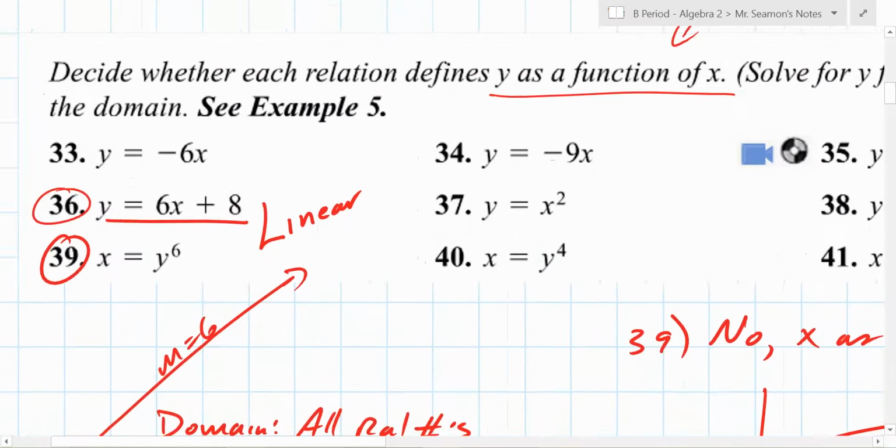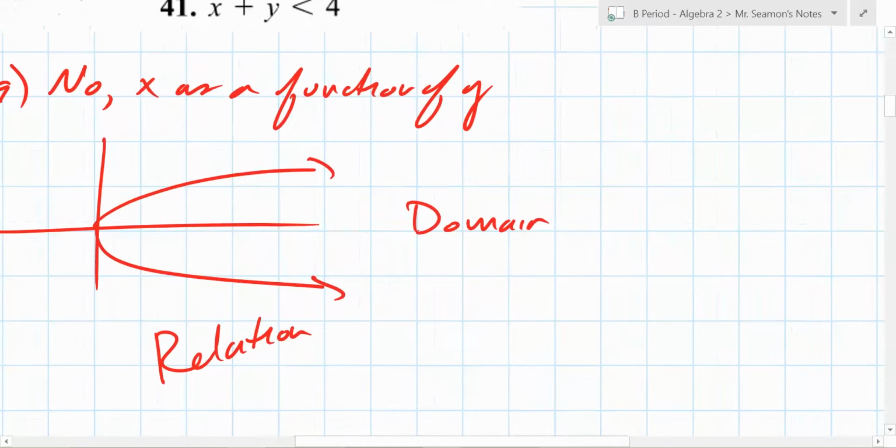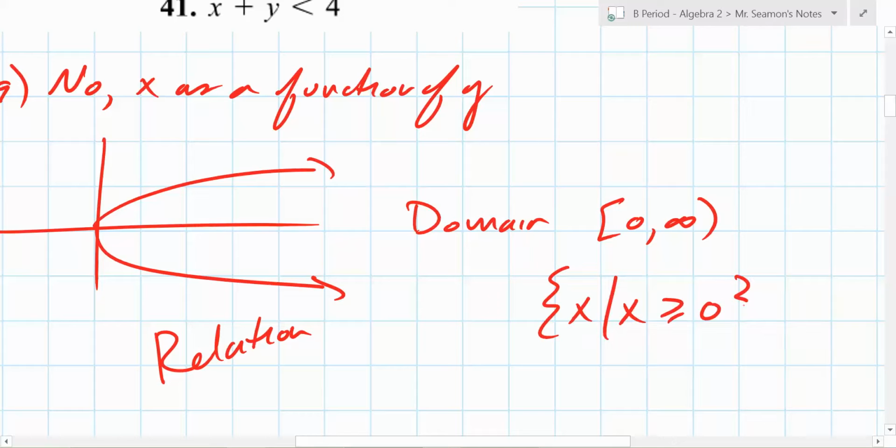It's not a function, but it's asking us what's the domain. What's the domain of that relation right there? This is a relation, sorry. It's 0 to infinity. Yeah, it includes 0, right? So it's going to be 0 to infinity. Correct. Another way to write that, if you really wanted to, is x such that x is greater than or equal to 0. It's the same thing. Either way is fine.